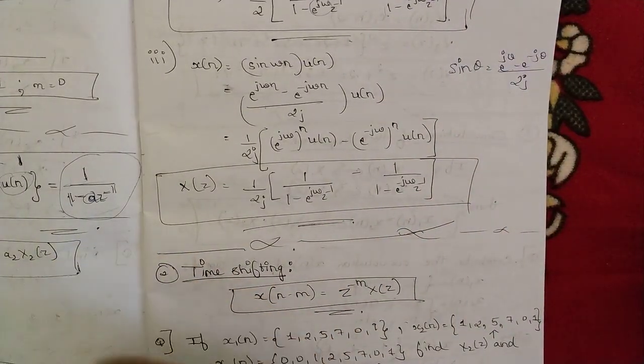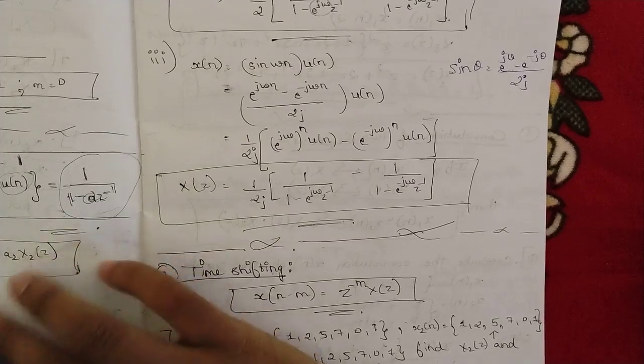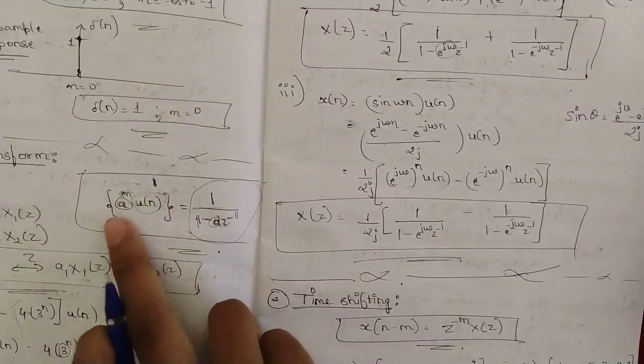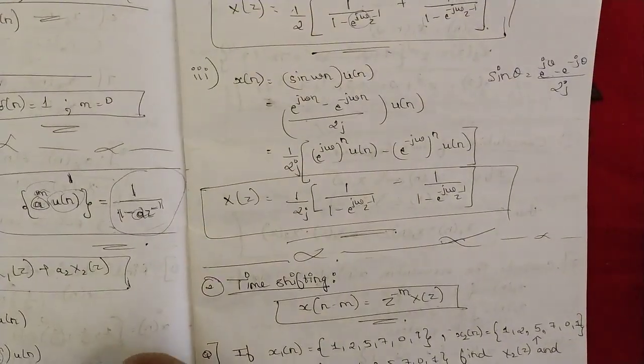So this was basically the first property, the linearity property. How to group it, separate the constants, and write it using this term a power n into u of n. So that's all for this session, guys.